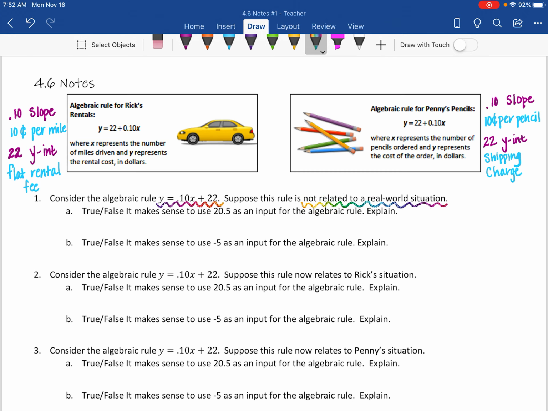Okay, so if there is no context or no situation, nothing that these variables represent, true or false, could we use 20.5 as an input? Can we plug 20.5 in for x and get a y value? Yes, we can. And why would it make sense? Well, there's no context, so any value can be plugged in for x. No context means no restriction, basically.